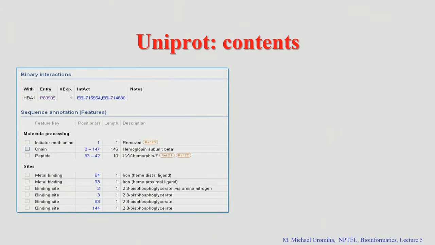Then you go with the interactions. They have the interaction with other proteins. This is the database for the protein interactions, IntAct. They give how this protein is interacting with the different other proteins. Then what are the different sites, the metal binding sites and other binding sites, they give the information regarding the binding sites of a particular protein.